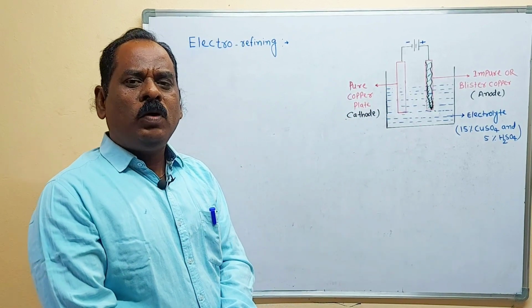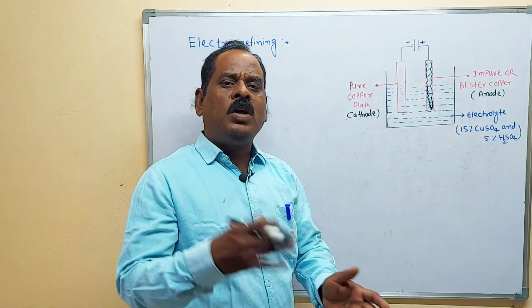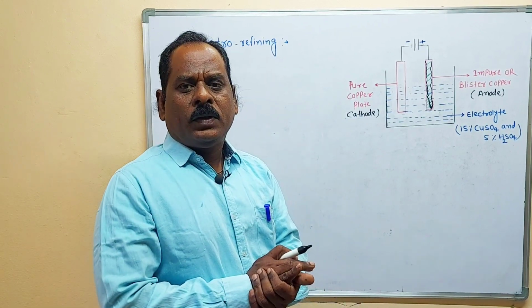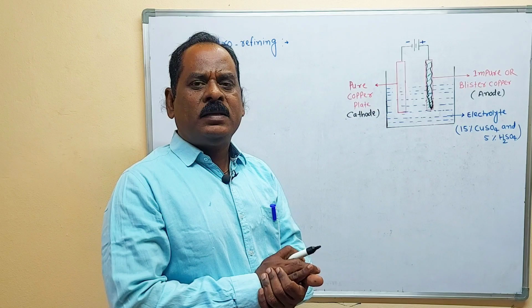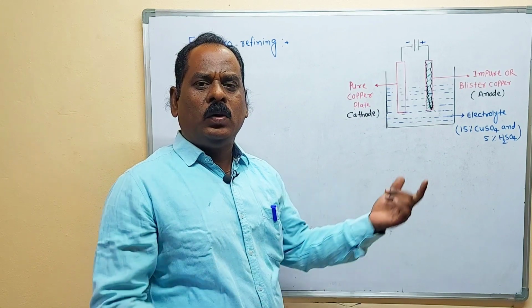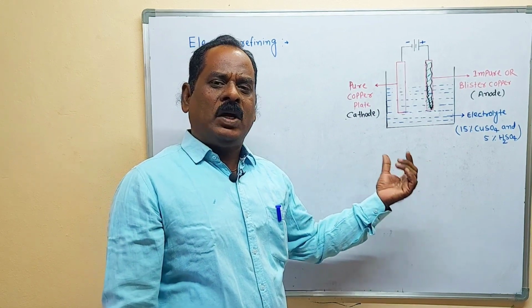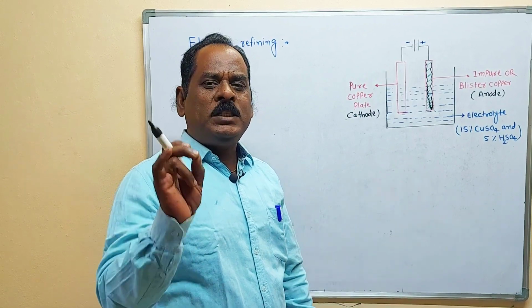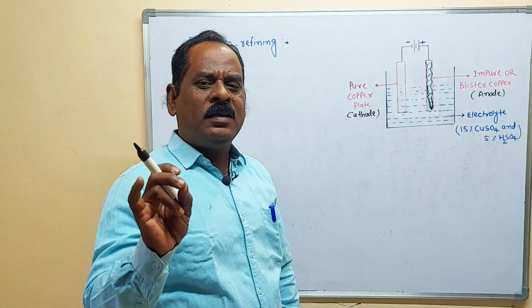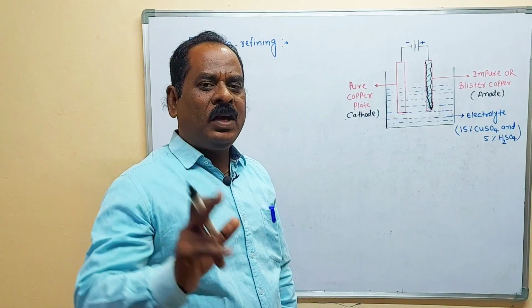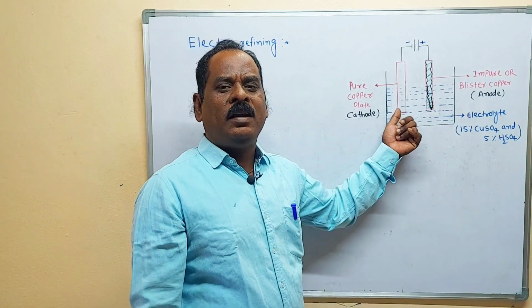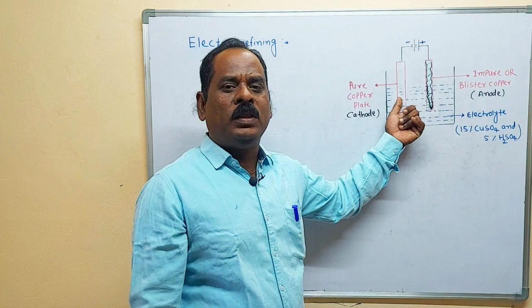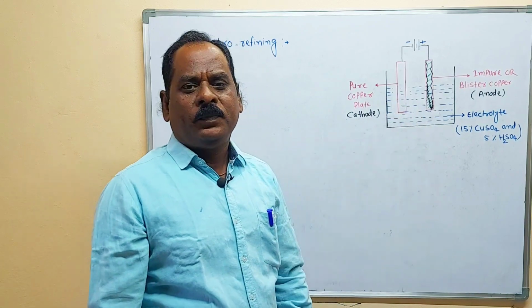You know that impure metal contains some other metals also. They are ionized. Some metals are ionized at a low voltage. Some metals are not ionized. They remain as anode mud, and the specific metal is ionized completely, attracted towards the cathode, and deposited on the cathode in the pure state.